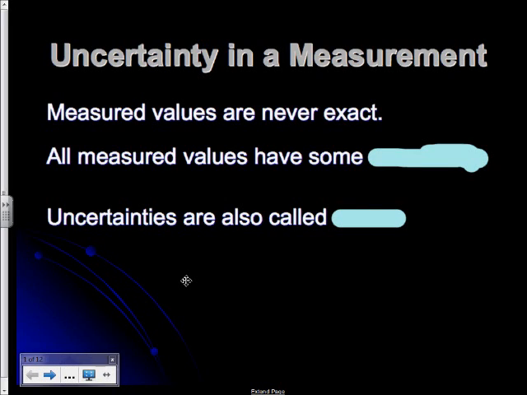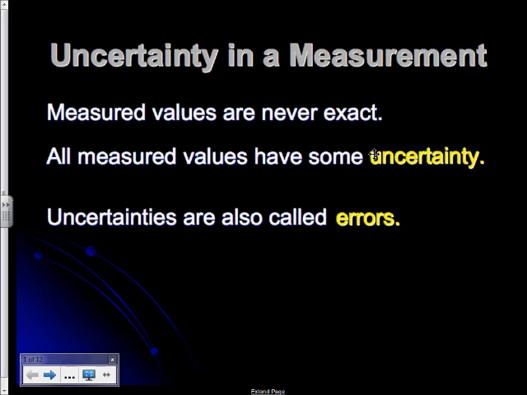Whenever we make a measurement, we can never measure anything 100% precisely because there are always going to be limitations caused by the measuring instrument that we use. So we could say that all measured values have some uncertainty. Now, another term that sometimes is used for the word uncertainty is the word error.